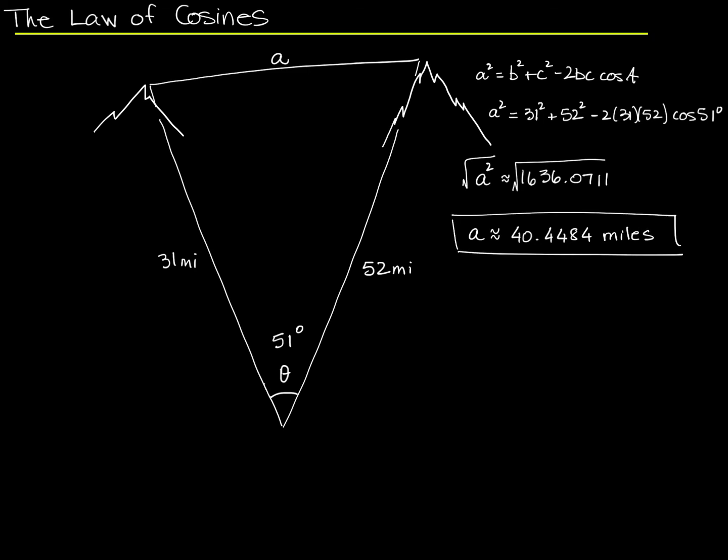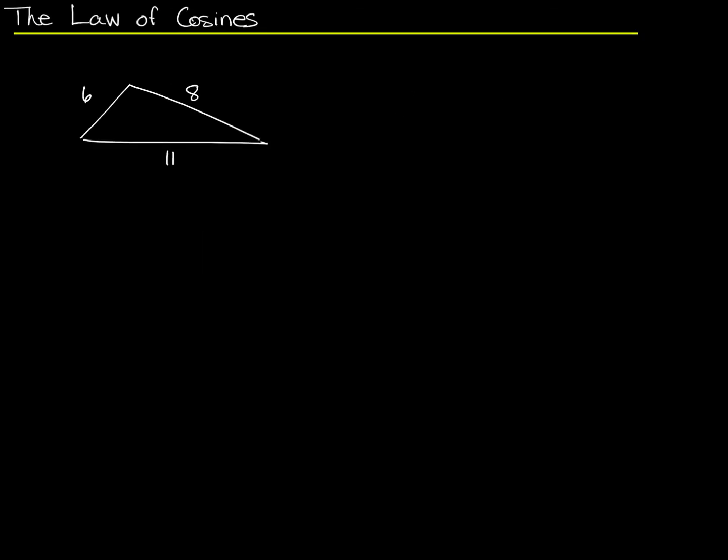Not too bad. What happens if you have all three sides? Let's take a look at that on a different screen. Okay, here's a triangle for which we know the lengths of all three sides. Let's write the formula out again. A squared equals b squared plus c squared minus 2 times b times c times the cosine of A, and that's angle A.